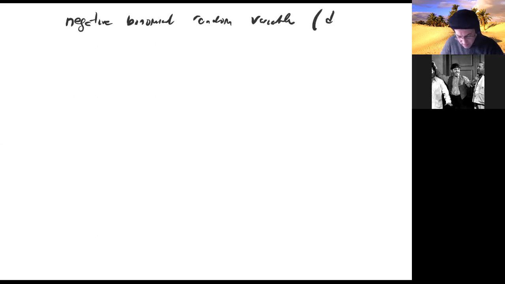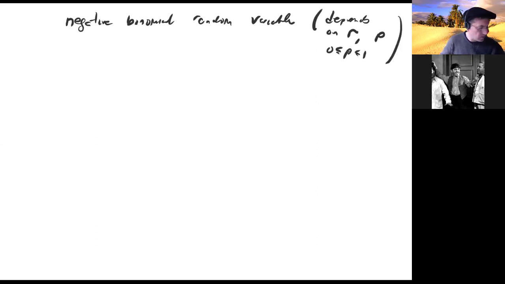Okay, so I want to define a random variable. It's called the negative binomial random variable. It depends on two numbers, a number r and a number p, where p will be between 0 and 1. Here's the definition. We have independent Bernoulli trials, where the probability of success is p.